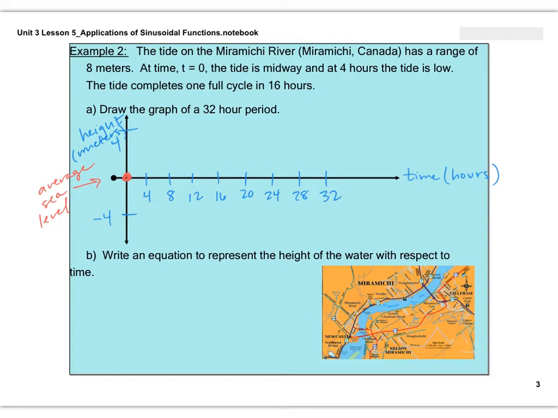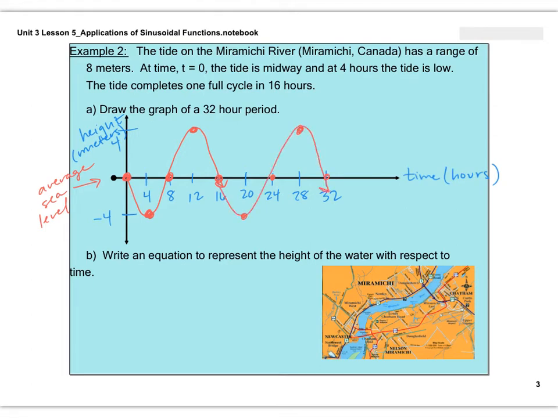So after 4 hours, we're down here at low tide. Then it's going to start rising again, and 4 hours later, it'll be back to the midway mark. And then after 4 more hours, we're going to have high tide. And then after 4 more hours, back to midway. And voila, we have the beginning of a graph. It's looking to me like it's going to be a sine or a cosine graph. Let's finish off the 32-hour cycle. So I'm just going to fill in the rest of my graph.